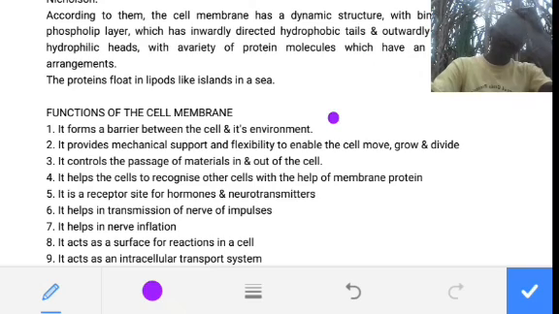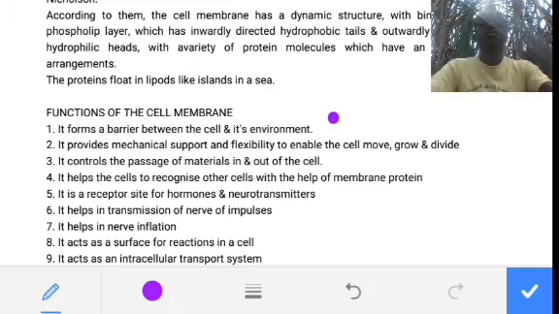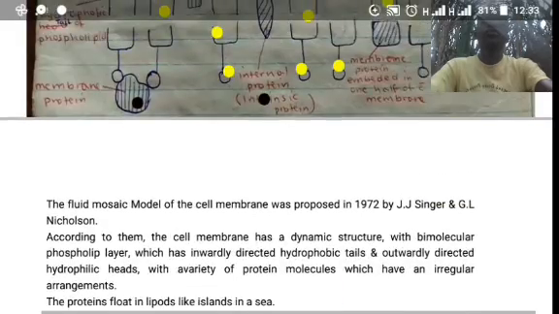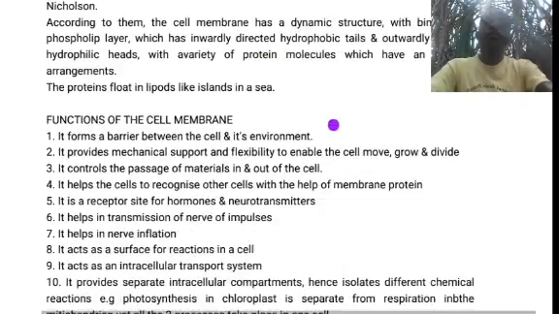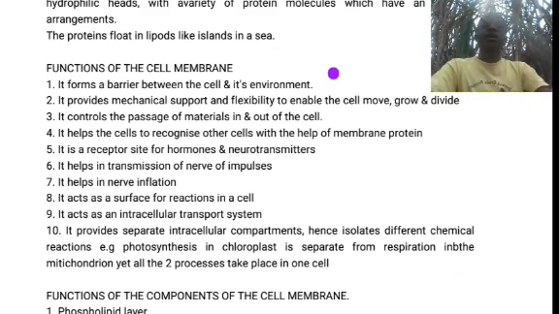Then the second thing is that it provides mechanical support and flexibility to enable the cell to move, grow, and divide. Because it is outside, it is like a gate outside. So it provides mechanical support. In case the cell is injured, it provides support to the cell so that it is not damaged.